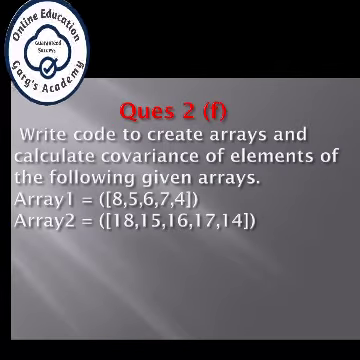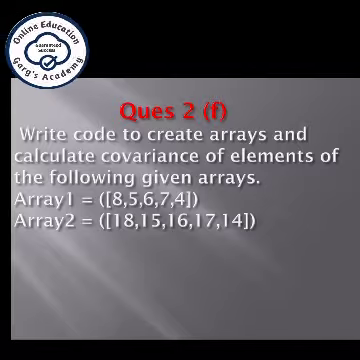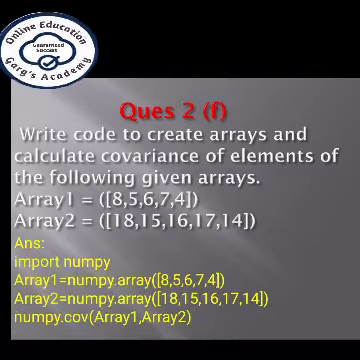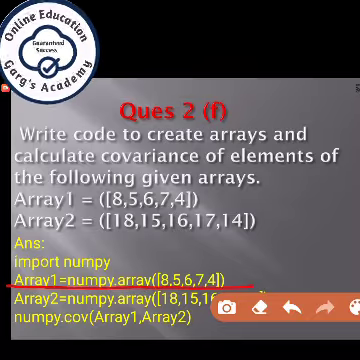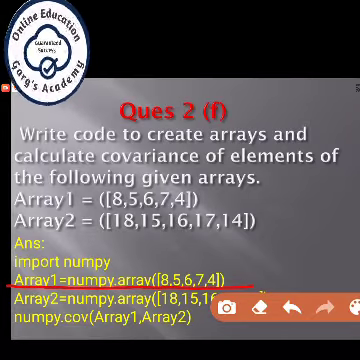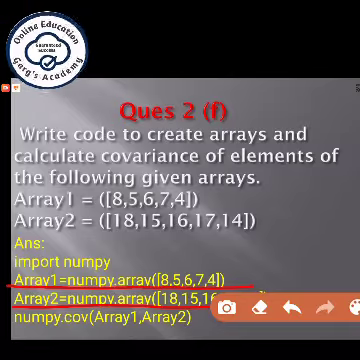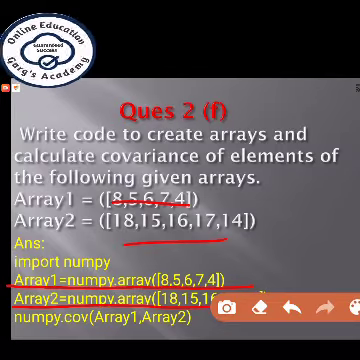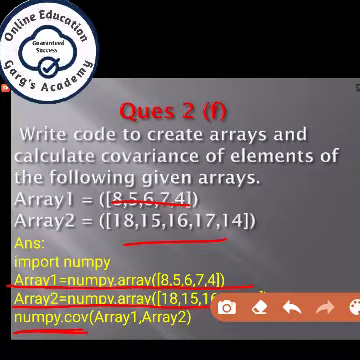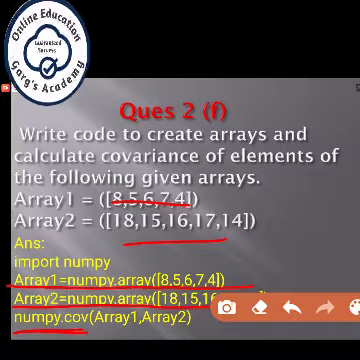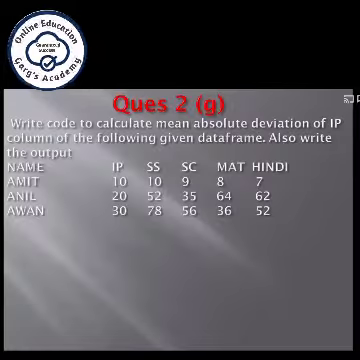write code to create arrays and calculate covariance of elements of the following given arrays. So students, for creating the array, you will simply write array1 equal to numpy.array and the given values. Similarly, array2 equal to numpy.array and the given values as given in the question. After that, you can use the covariance function cov of the numpy module and pass the names of the arrays as arguments.